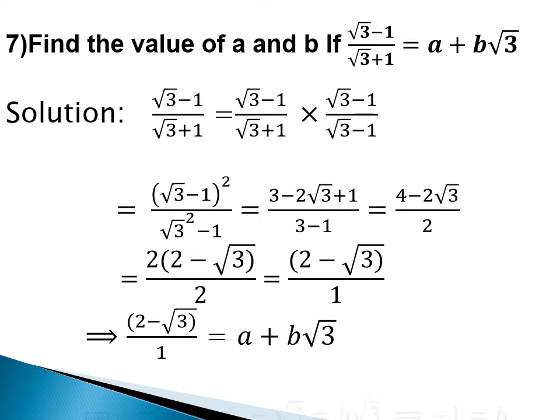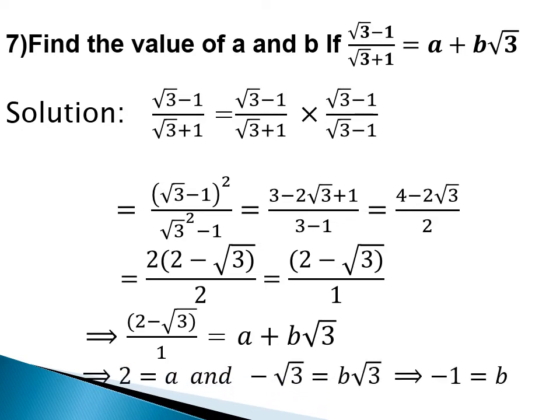So what is a now? We should compare on both sides. In place of a you are having 2, and in place of b, we cannot take it directly. We write minus root 3 equal to b root 3. We are splitting these two terms. Minus root 3 equals b root 3. So root 3 will get cancelled. That means minus 1 equals b. So comparing on both sides, in place of a we have 2, and in place of b root 3 we have minus root 3. So what is the value of a? a equals 2. And what is the value of b? b equals minus 1.